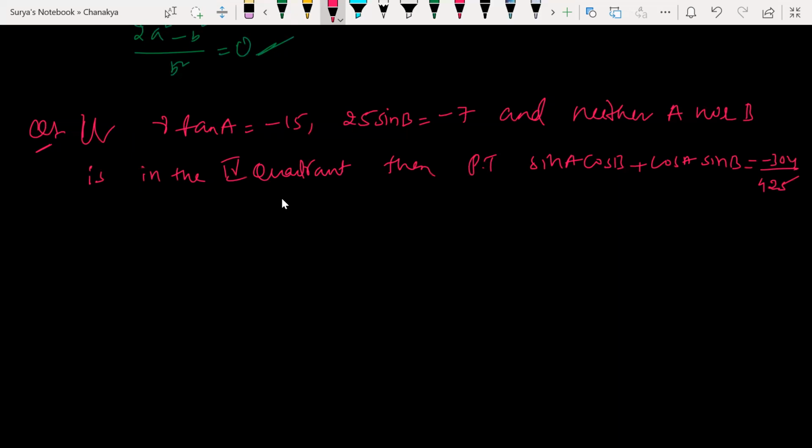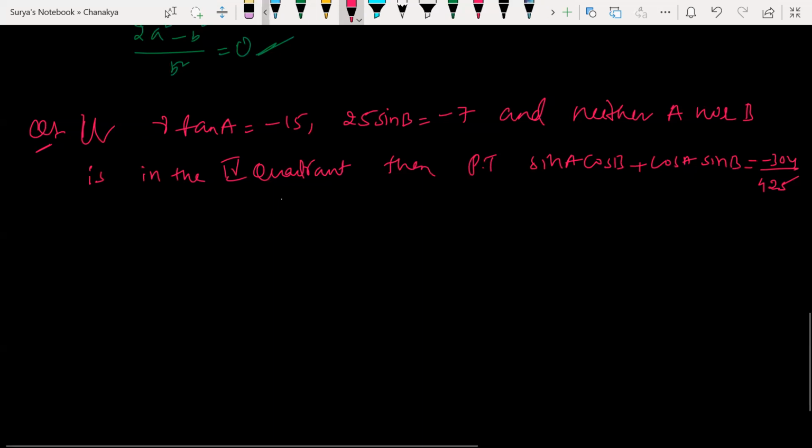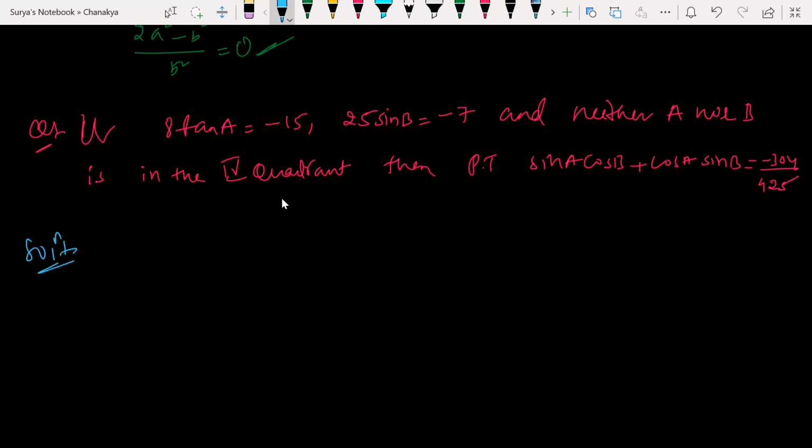Right, tan A is minus 15 by 8, sir. What is the side of tan A? 8 into tan A. Yes, that's it, sir. Tan A is equal to minus 15 by 8. Perfect. Tan A is equal to minus 15 by 8, and sin B is equal to minus 7 by 25.